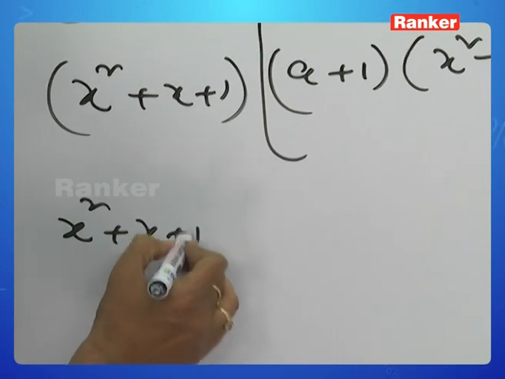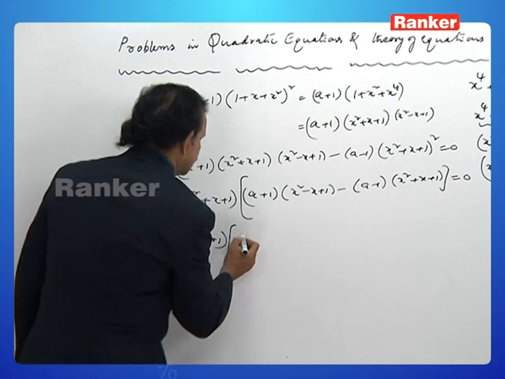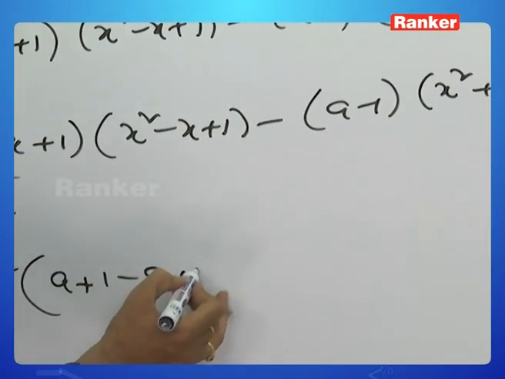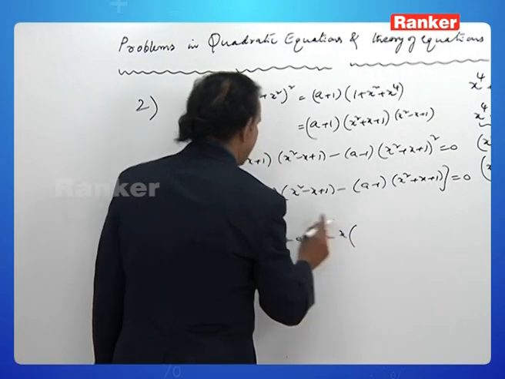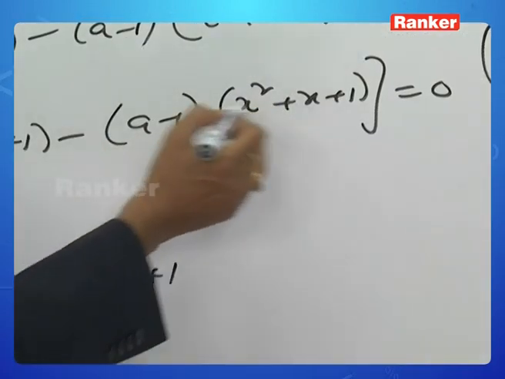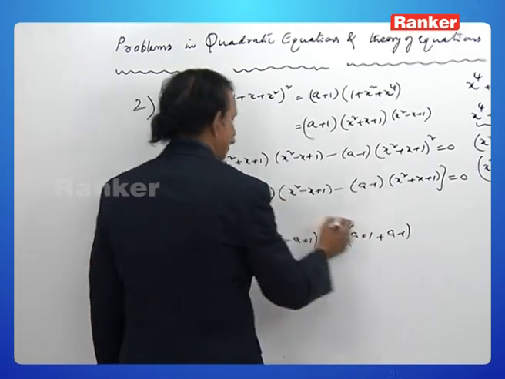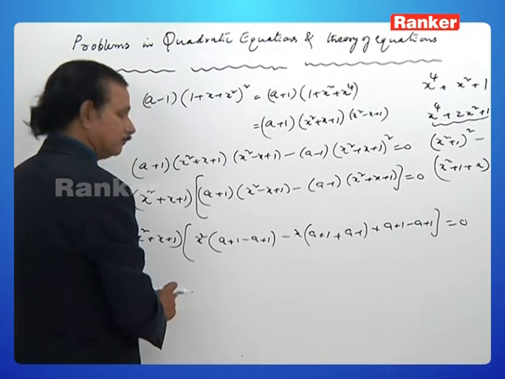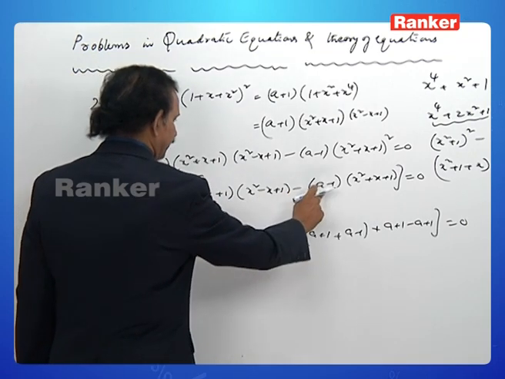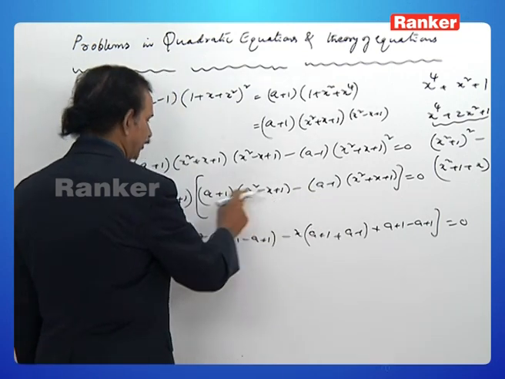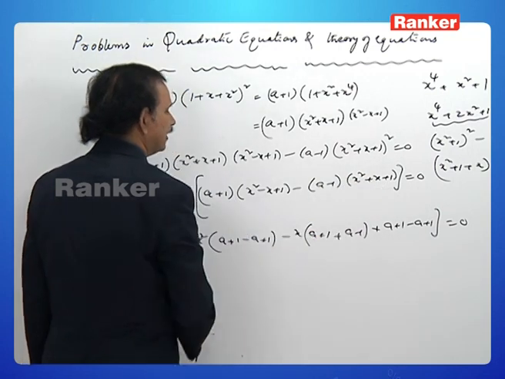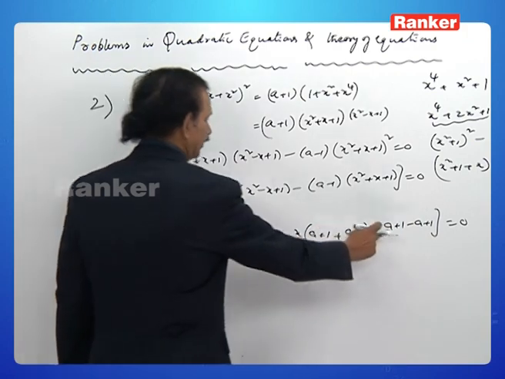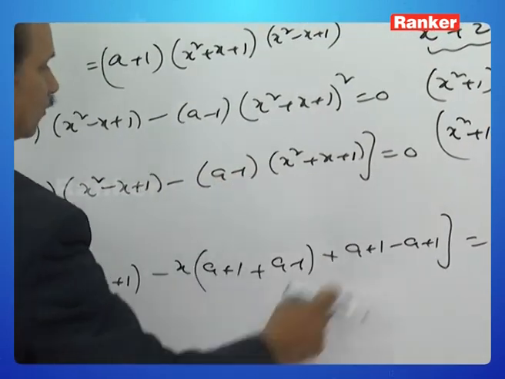x square plus x plus 1 into, come on, gather the x squares. Here it is a plus 1, here it is minus of (a minus 1), that is minus a plus 1. And then minus x, let me gather, minus x into (a plus 1) and here (a minus 1). Then constants, plus (a plus 1) minus (a minus 1). Let me see once again. X squares: a plus 1, minus a plus 1. X's: minus x into (a plus 1 plus a minus 1). And then constants: 1 into (a plus 1) minus (a minus 1) is equal to 0.